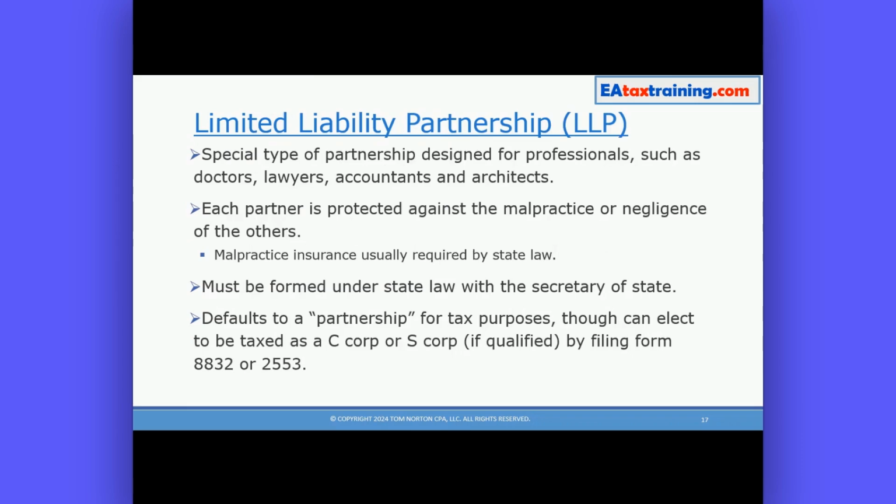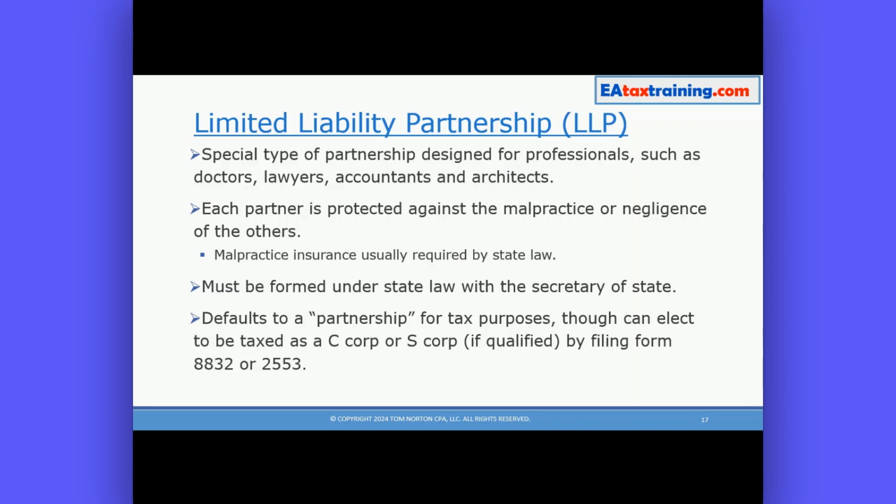Next type of partnership is a limited liability partnership, or LLP. This is a special type of partnership that is designed for professionals such as doctors, lawyers, accountants, and architects. In this case, each partner is protected against the malpractice or negligence of the other partners. So they're all partners, but in this one, so you can imagine here, if you're a doctor and one doctor commits malpractice on a patient, and of course they're going to get sued by that patient.